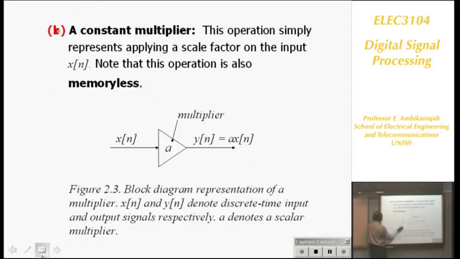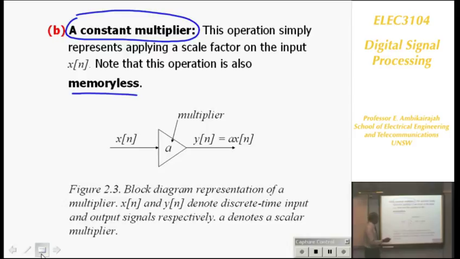The second basic element that you need to build a difference equation or a complex system is a multiplier. A multiplier is also memoryless. The input is here and it's being multiplied by a number. The number could be a constant a, which may be less than 1 or greater than 1. When you multiply, the output y[n] becomes a times x[n].